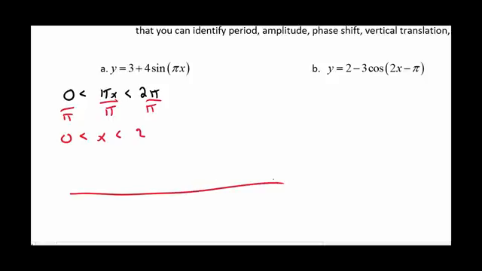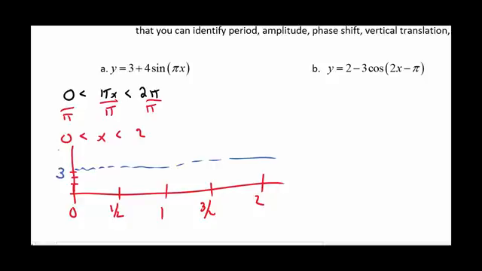So when I set up my number line, I'm going to go from 0 to 2, and then I just start halving things. So halfway is 1, halfway is a half, halfway there is 3 halves. And then the other thing I need to look at is I've got a vertical translation of 3, so up 3 is my new middle. But then my amplitude is 4, so it's going to go up and down 4 from that. So if 3 is the middle, that means the highest is 7, and the lowest is actually -1.